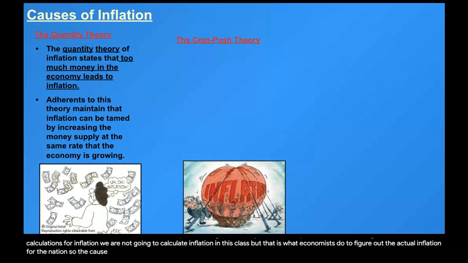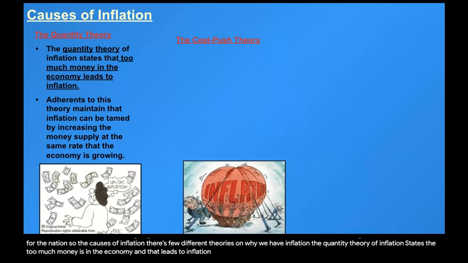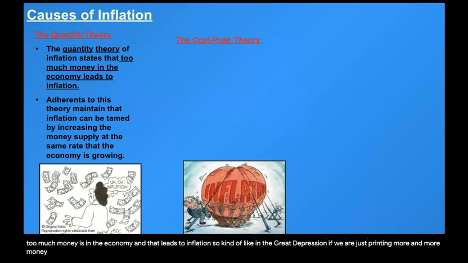So, the causes of inflation. There are a few different theories on why we have inflation. The quantity theory of inflation states that too much money is in the economy and that leads to inflation. Kind of like in the Great Depression, if we were just printing more and more money, that money is going to be worth less.